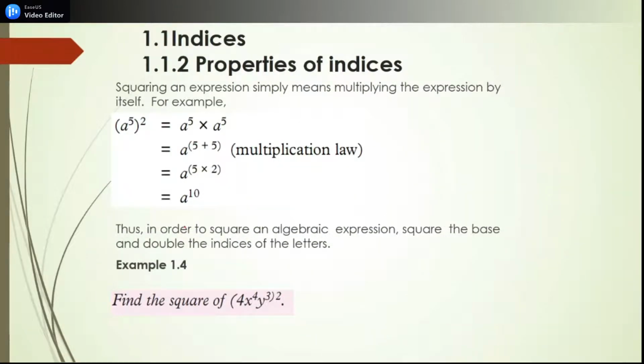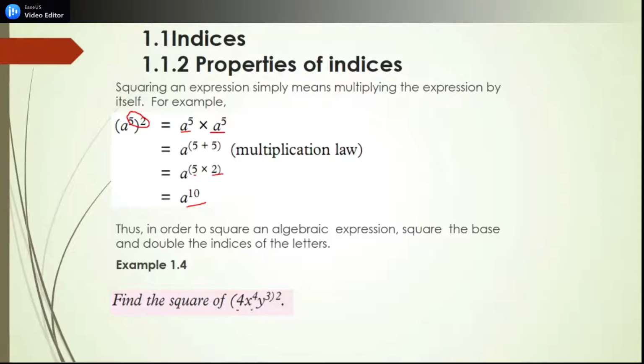Now the property of indexes for power of power. When you have a power 5, then power 2, we multiply. The answer is the multiplication of 5 and 2, so it is a power 5 times 2. It is actually a power 5 times a power 5, which is equal to a power 5 times 2. It is a power 10. These are some properties.